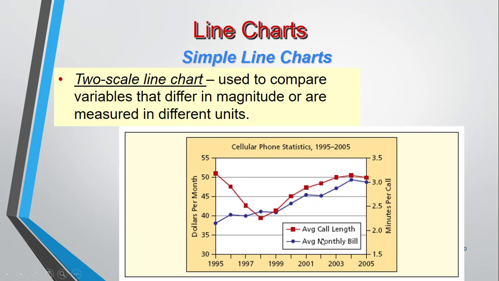What's happening here? What does this chart tell us? First, it tells us the average monthly bill has been going up, from about $35 up to almost $50. It is on the rise all the time. And the interesting thing is the average call length actually dropped from about 3 minutes down to about 2.5 minutes, 2.3 minutes, and then picked up. Now, why is there a drop here? You may give your own explanation.